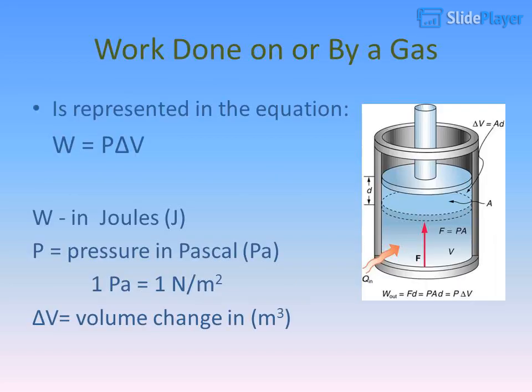Work done on or by a gas, W equals P delta V, is represented in the equation. W is work in joules, J. P equals pressure in Pascals, Pa. 1 Pascal equals 1 N/m2. Delta V equals volume change in m3.